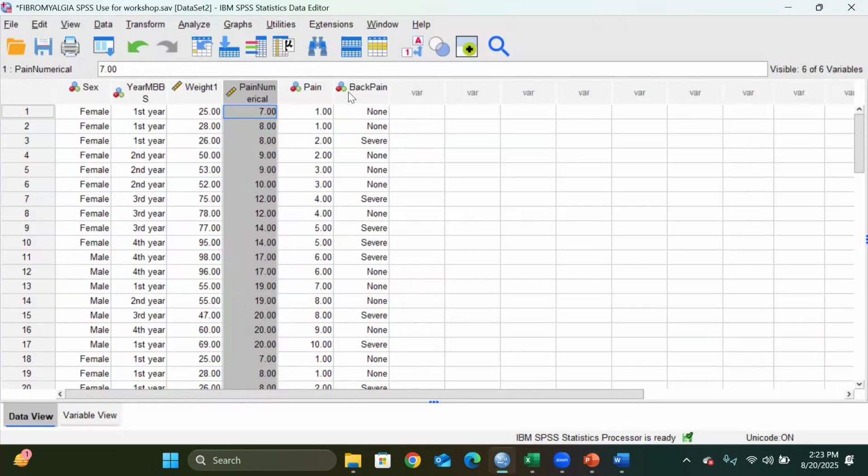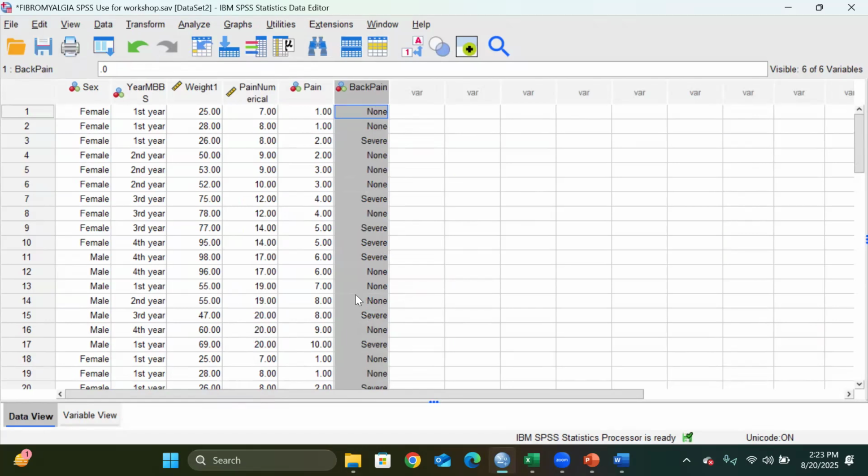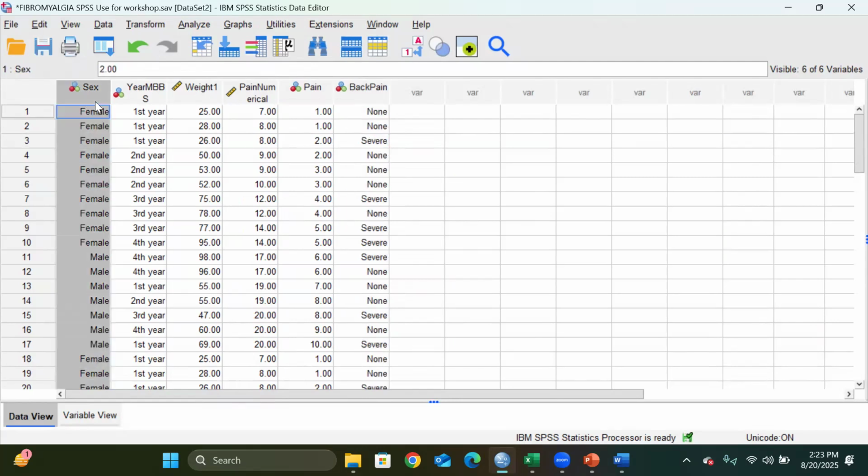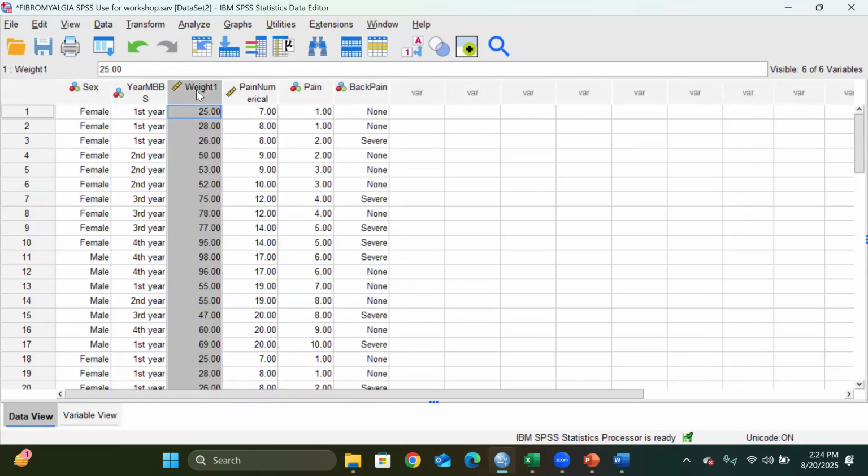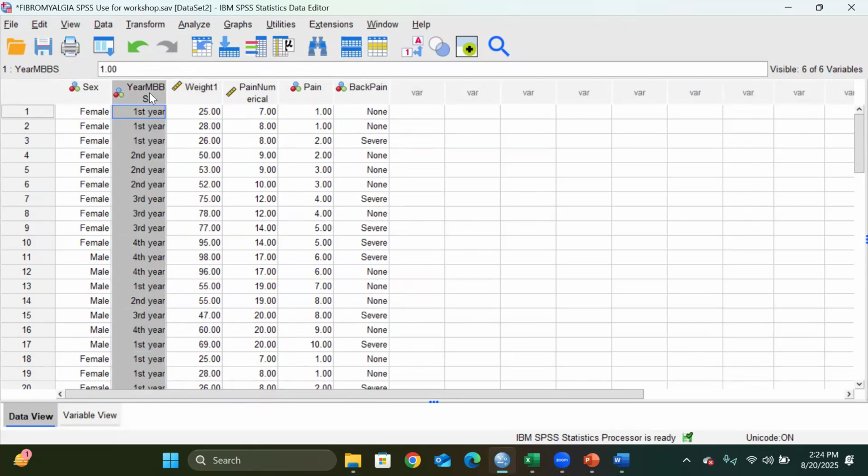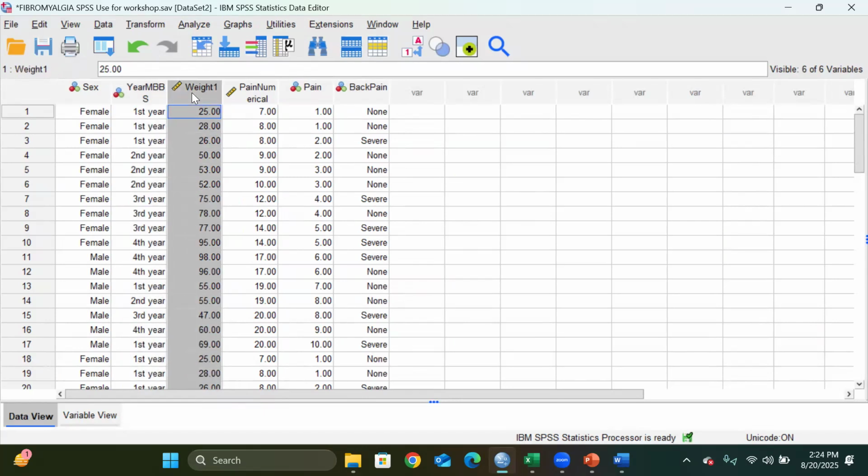Okay, so now we have to see this is our dependent variable, back pain. It has two categories, none and severe. We will see the relationship between gender, weight, and year. So gender and year are categorical, and weight is quantitative. We will see the effect of these three variables on back pain.